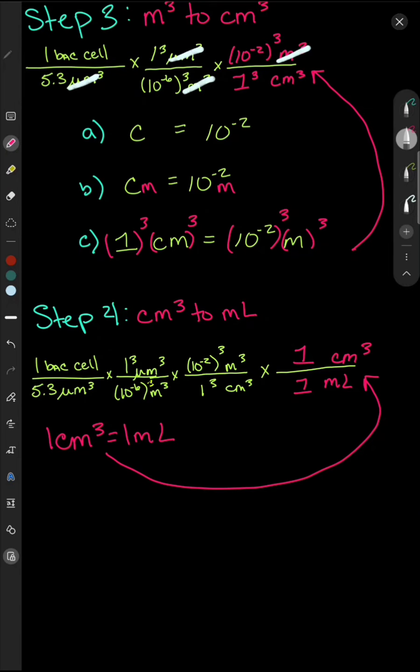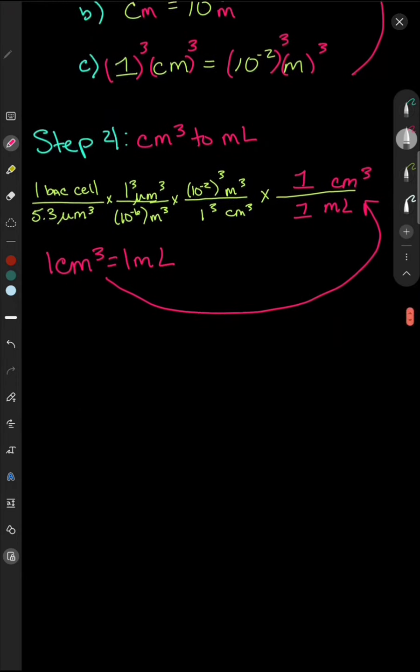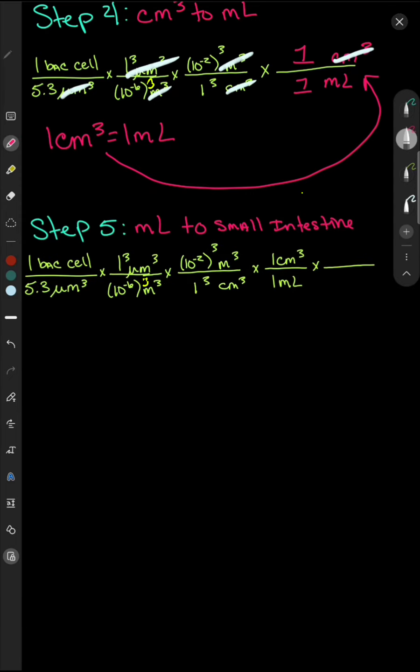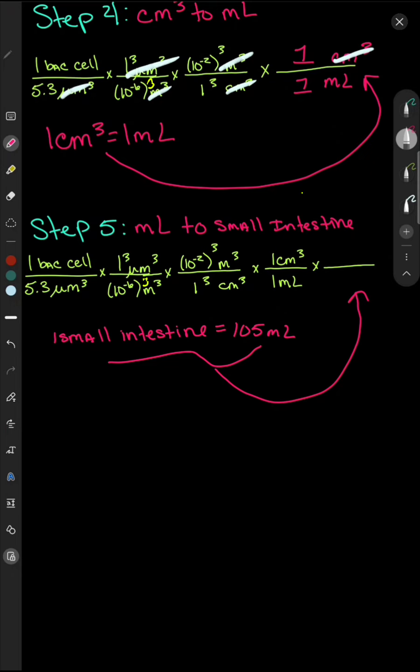We are now ready for step 5 and our final conversion, milliliters to small intestines. As a side note, before you move on, ensure that your units cancel out. Looks like we're good to go. For step 5, we already know that 1 small intestine has the volume, or is equal to 105 milliliters. We can take this information and add it directly into our dimensional analysis problem. Again, write your units and fill in your numbers.